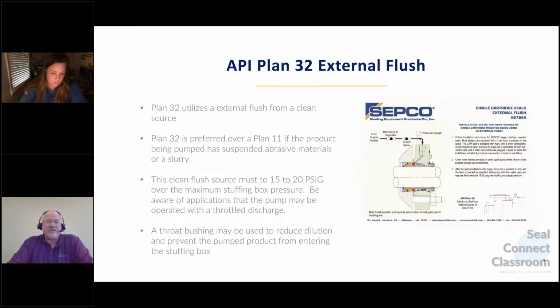But Plan 32 from an external flush source is very common. And of course, the fluid that you're pumping, that you're putting in there, is going to go in the process. So you're going to get product dilution and all that sort of thing when you make this choice. But from a cost-effective standpoint, a lot of people versus double seals will opt for a Plan 32.